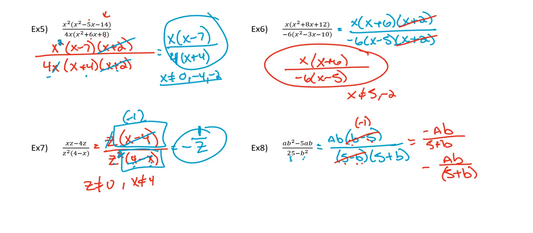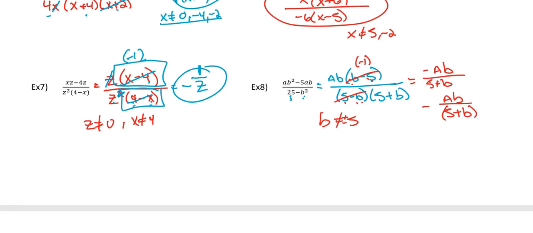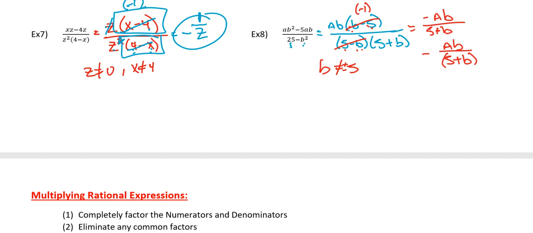And for this one over here, B is not 5. We can put plus or minus 5. B can't be plus or minus 5. All right, so I'm going to move on. And we'll start with the multiplication and the division.